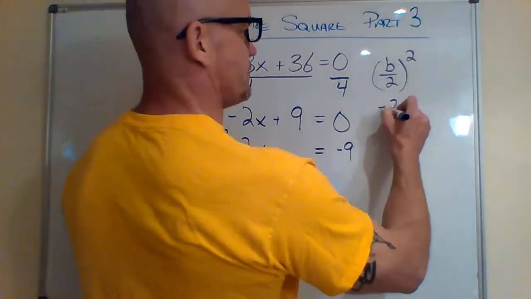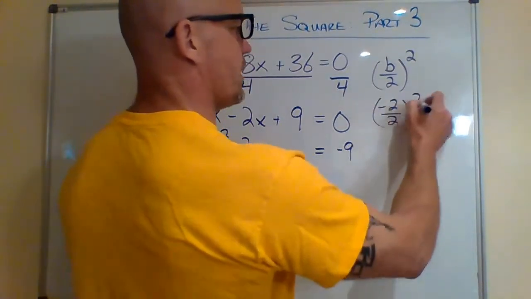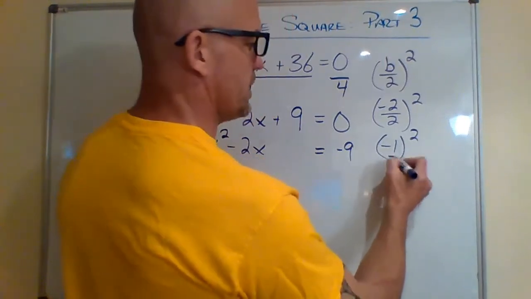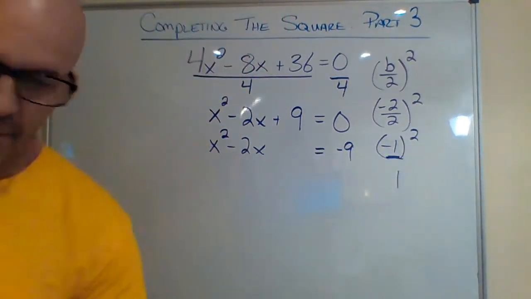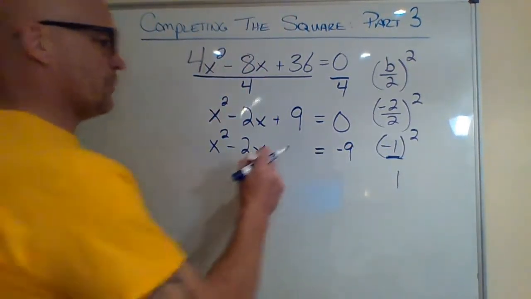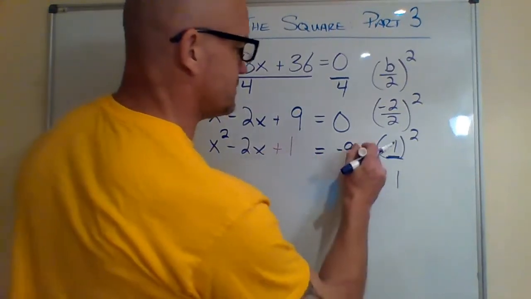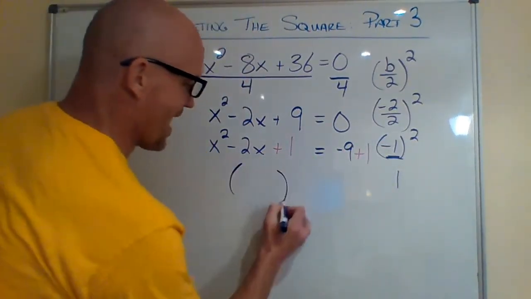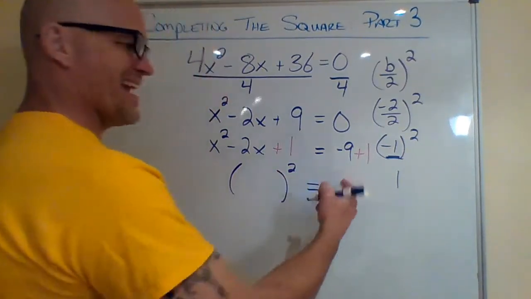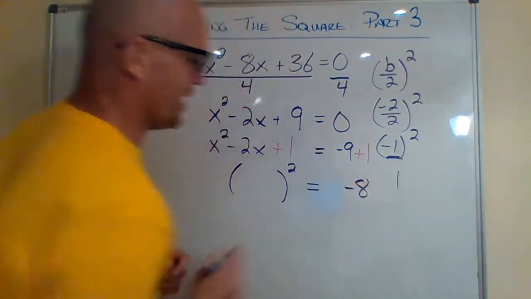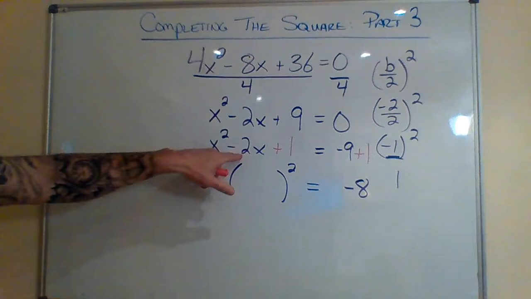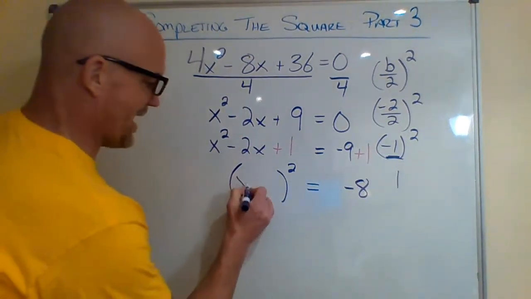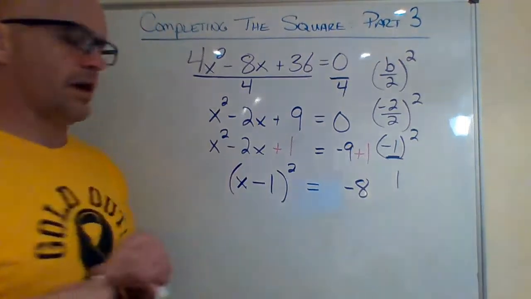So we're looking at negative 2 over 2 squared. Negative 2 over 2, of course, is negative 1. And squared, of course, is 1. There's our little cheater. So that means that we will be adding 1 to both sides. So, looks to me, this guy's now going to factor as a perfect square. Negative 9 and 1 is negative 8. So this guy factors, if you can't tell from here, you can use your little cheater over there. He's going to factor as x minus 1 quantity squared.